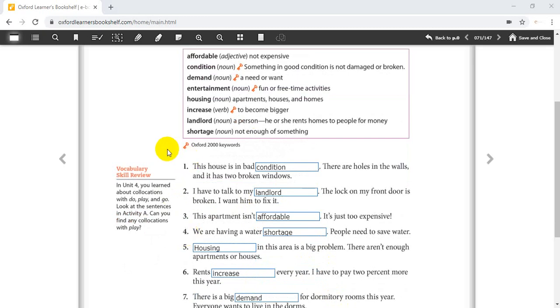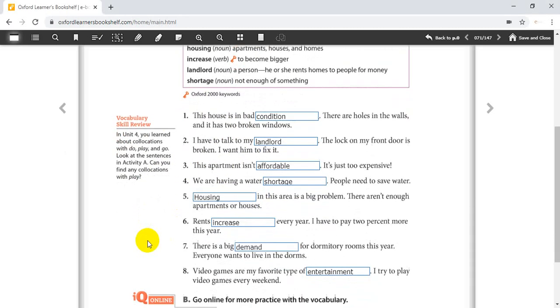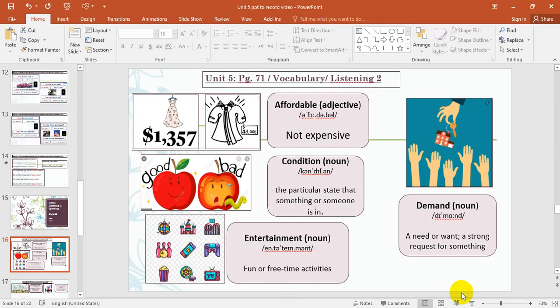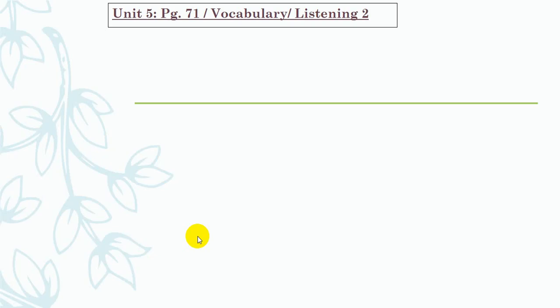Alright, now let's have a look at the answers. So number one is this house is in bad condition. Number two, I have to talk to my landlord. Number three, this apartment isn't affordable. Number four, we are having a water shortage. Number five, housing. Number six is rents increase. Number seven, there is a big demand. And number eight, video games are my favorite type of entertainment. Okay. Now, I hope you all have correct answers. Now, let's have a look at the meaning and grammatical form of these words one by one.